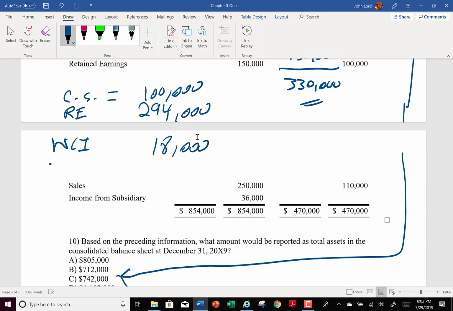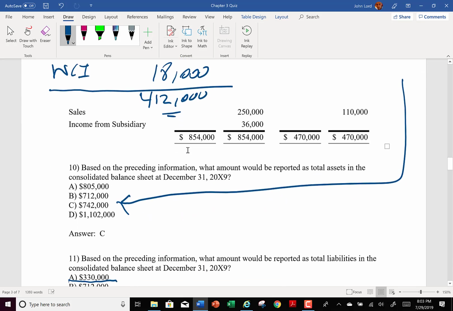And when I add those three numbers up, I get what? 394 plus 18 is 412,000. Is that the answer?